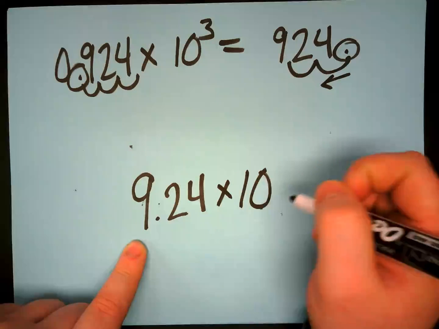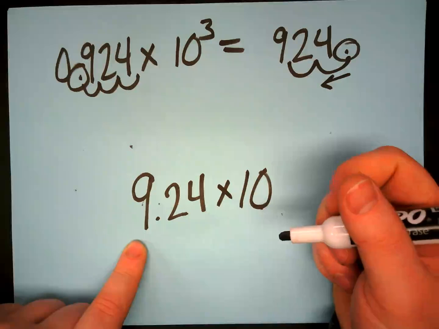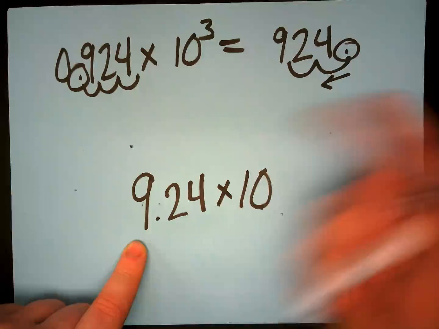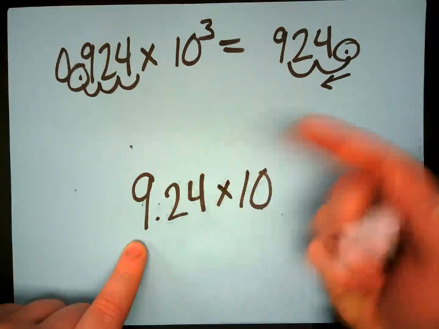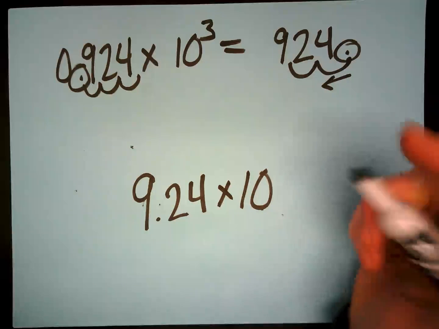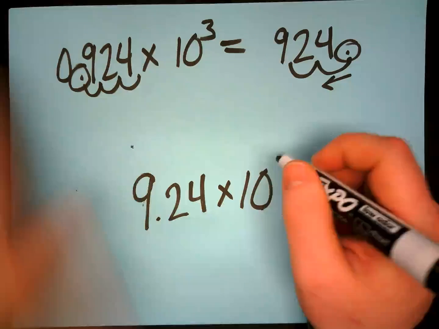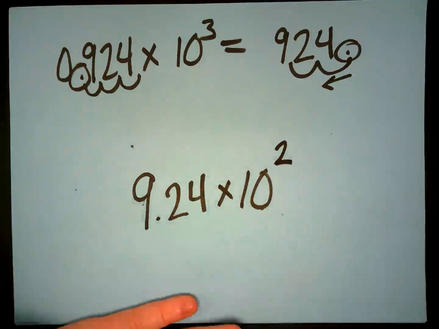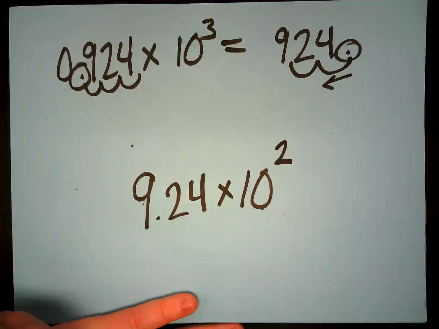And so when we put it back into scientific notation, when we move it to the left, left we add, but if we go right, we subtract. So because we moved to the left, it's adding. So we were going to add 2 spaces. So that's going to give us a positive 2. So we would have 9.24 times 10 to the second power. Okay.